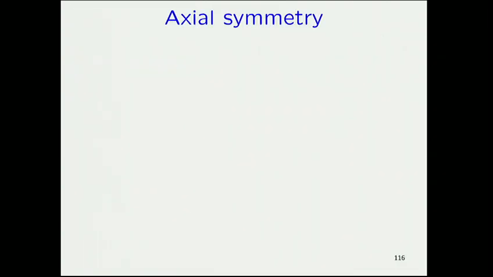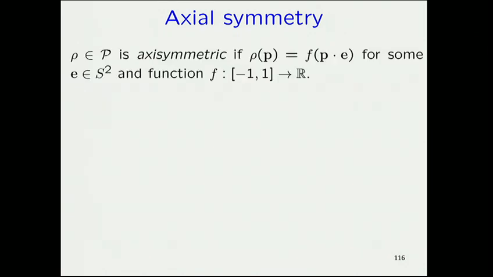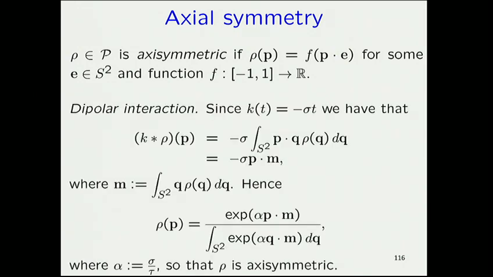Okay, now the main question I want to discuss is axial symmetry. So now a rho in P is axisymmetric if it's just a function of one direction. So a function of P dot E for some unit vector, and the function is going to take -1, 1 to R. So for example, in the dipolar case, this is automatic.